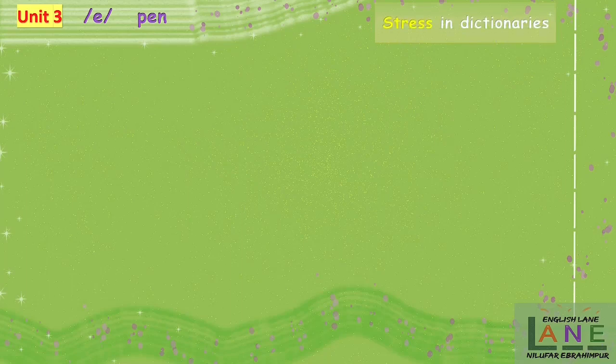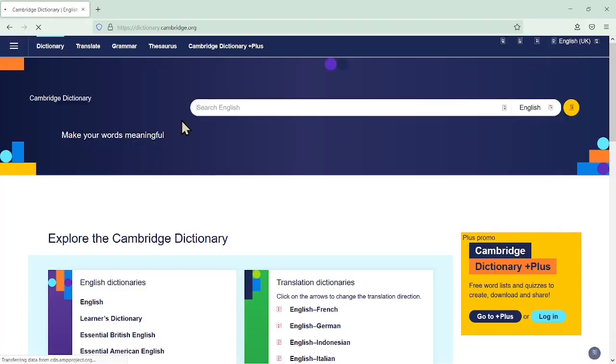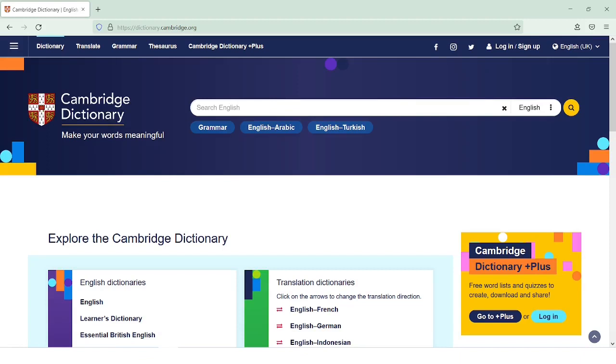Stress in dictionaries. Yes, you can find stress in dictionaries as well. In this book, you have seen that the stressed syllables were bold, so you can see them, or they were underlined. You could see a line under the stressed syllable. In dictionaries, they use a different kind of symbol to show the stressed part. I want you to use a very good dictionary, and that's online Cambridge Dictionary. And this is the website. Go there, and in this part, you type the word you want to know about. I want to write electricity.